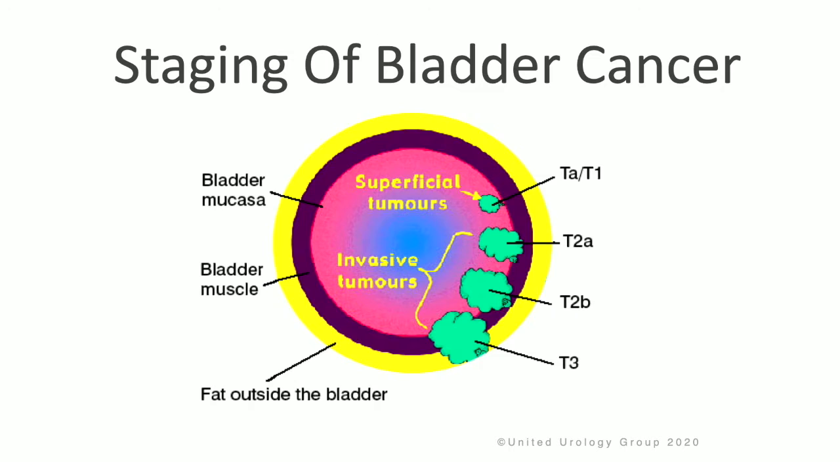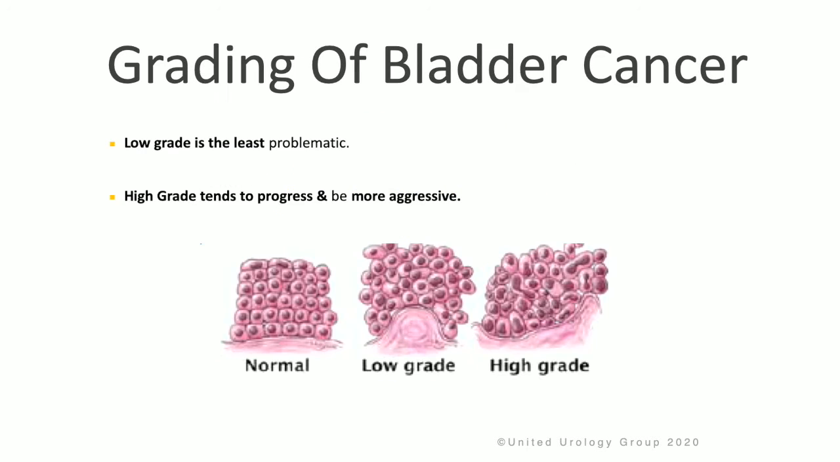Staging of bladder cancer is determined by how invasive the bladder cancer is. Superficial tumors are described as Ta or T1, whereas invasive tumors are growing into the bladder muscle and sometimes into the fat tissue surrounding the bladder. Low-grade bladder cancer is the least problematic. High-grade bladder cancer tends to progress and be much more aggressive.